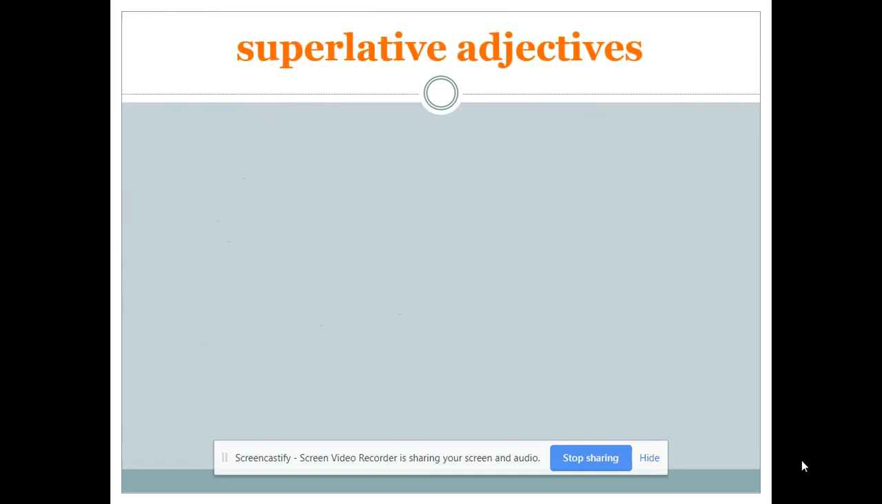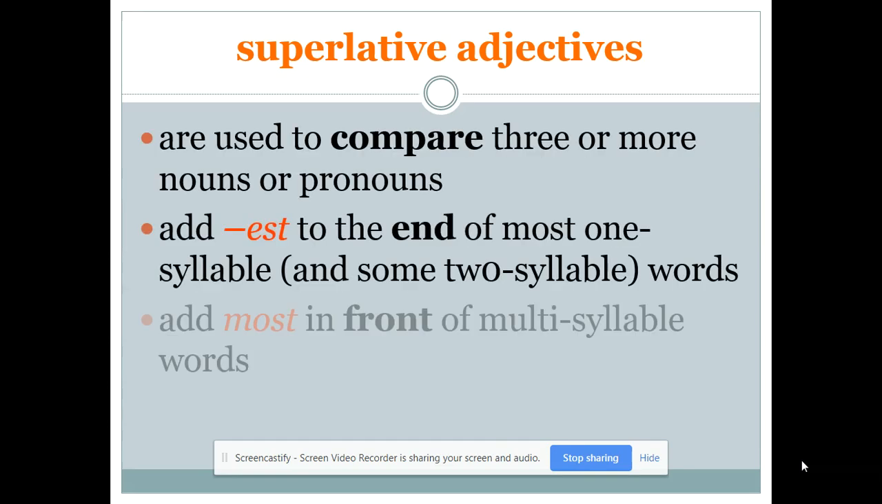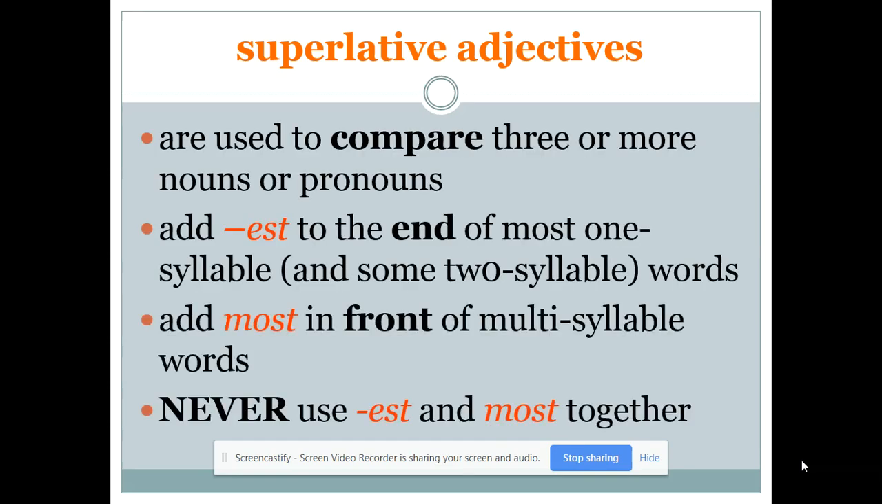Superlatives, as I said, are just like the comparative degrees. They just take it to the furthest extent. So if you're comparing three or more, one of them is at one extreme or the other. So you add the -est ending if it's a one-syllable word to make the superlative, or the word most in front of it if it's multisyllabic. And again, it's considered bad form, non-standard English, to use them both together.